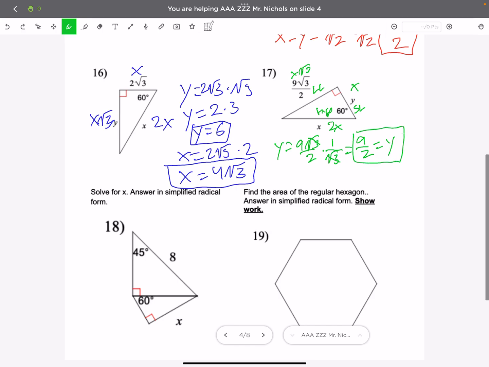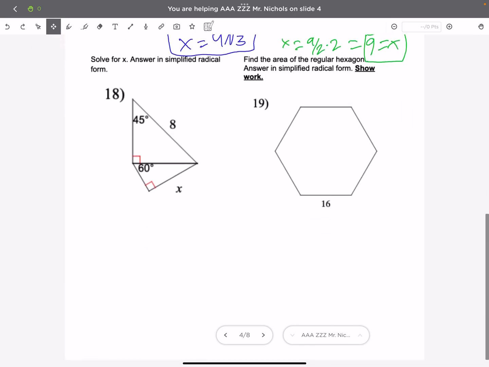And I know you're not supposed to write it as 9 over 2 is equal to y, but I'm running out of space. Now for the x, once this is 9 over 2, to get to the x, we need to then multiply it by 2. So x is equal to 9 over 2 doubled. And that's just going to equal 9 is equal to x. 9 is equal to x, like that.